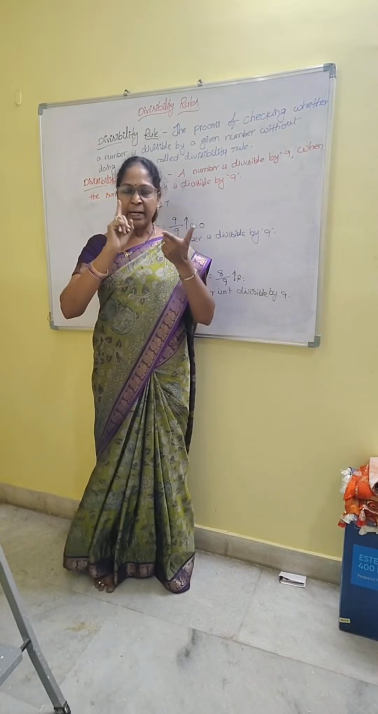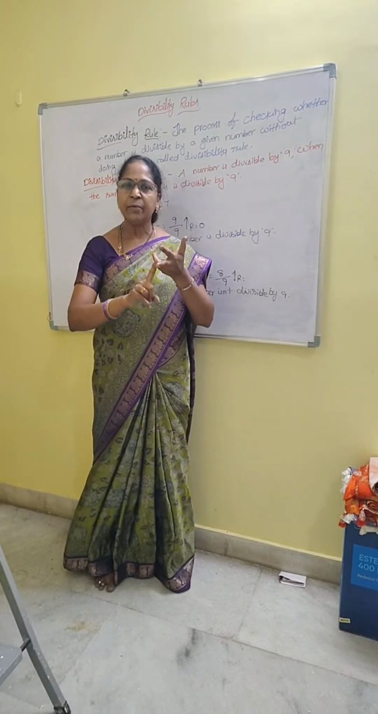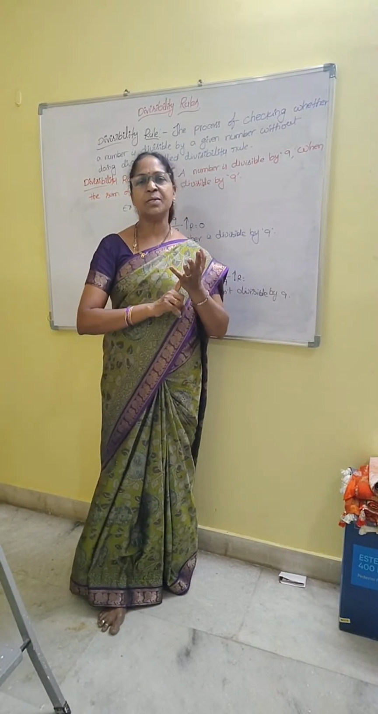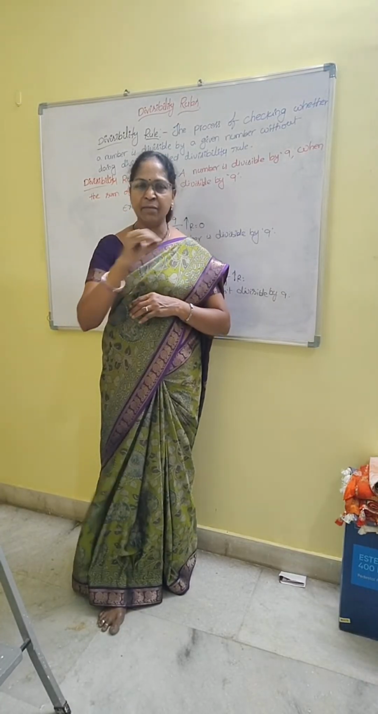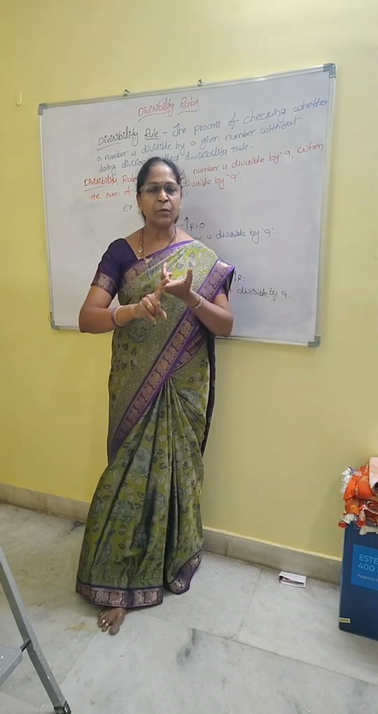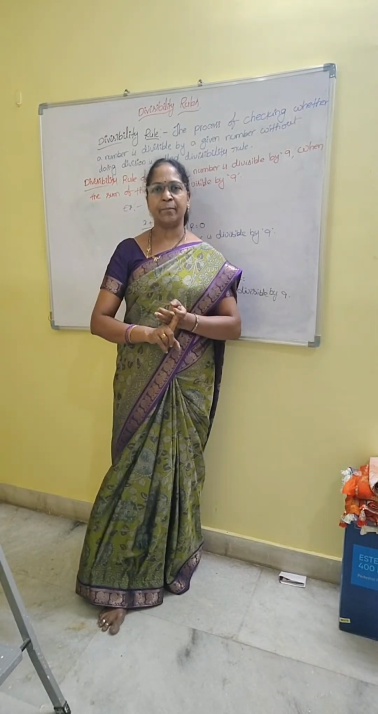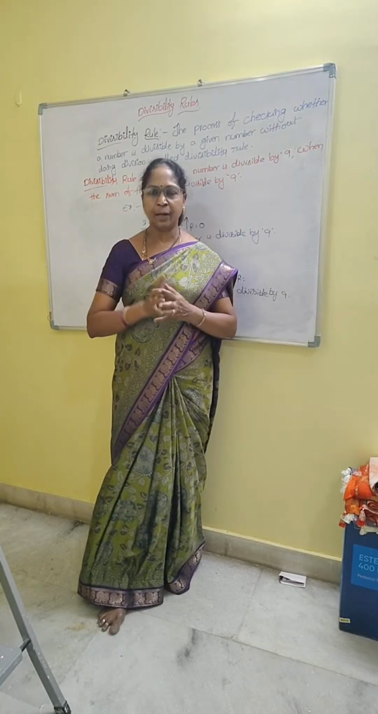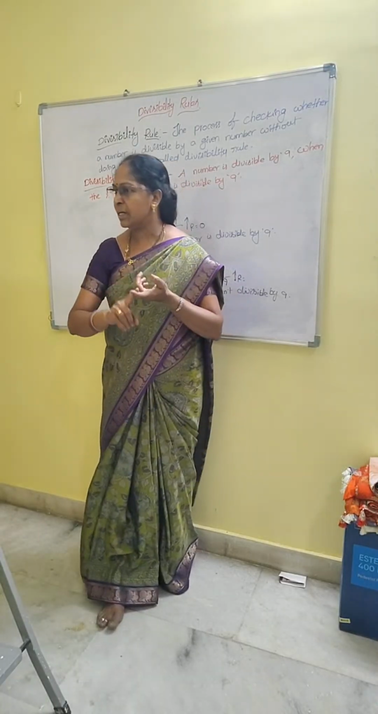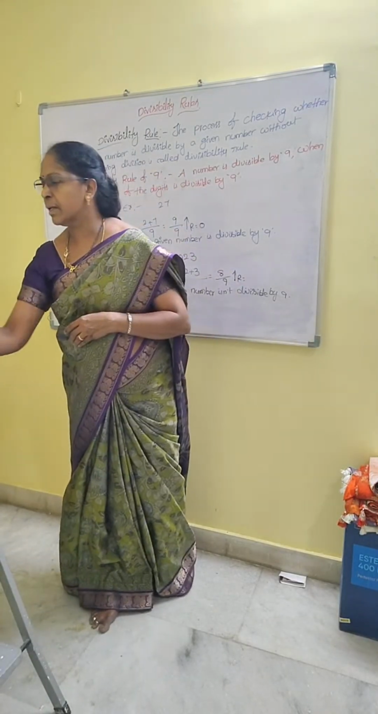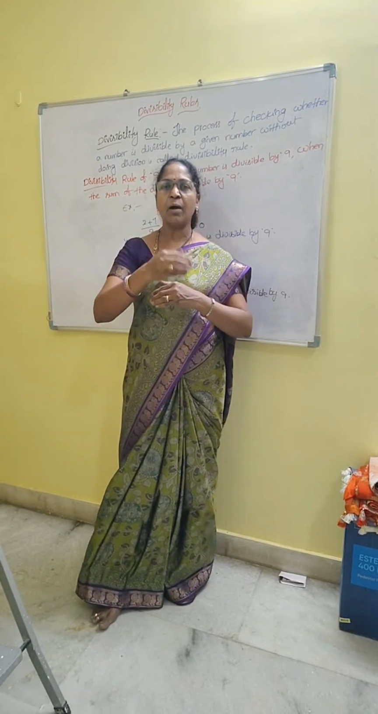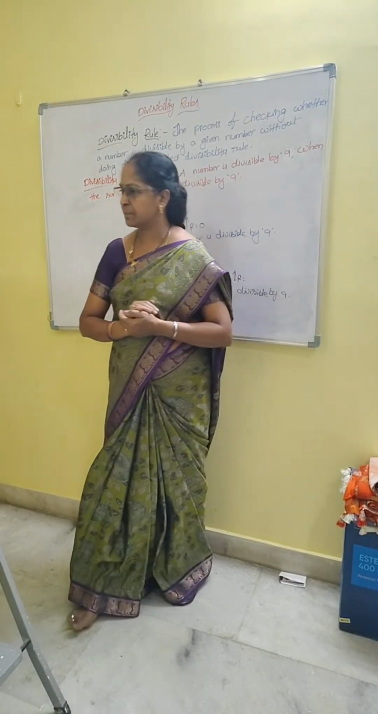Divisibility rule of 2, divisibility rule of 3, divisibility rule of 4, divisibility rule of 5, divisibility rule of 6. 7 also is there, but that is entirely different, so leave that about 7 for now. And next, divisibility rule of 8, divisibility rule of 9, divisibility rule of 10. And 11 also is there, that in tomorrow's class I will explain. If you know the divisibility rules of 2 and 3, these two are related to the divisibility rule of 6 also.